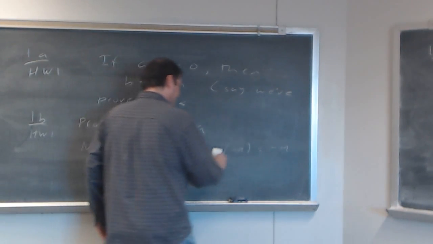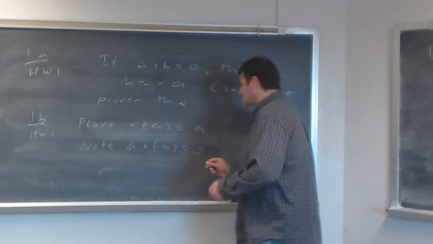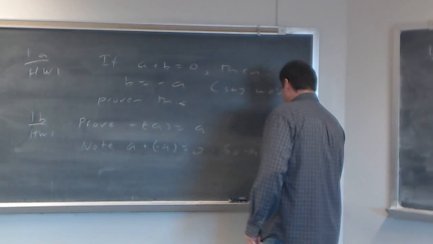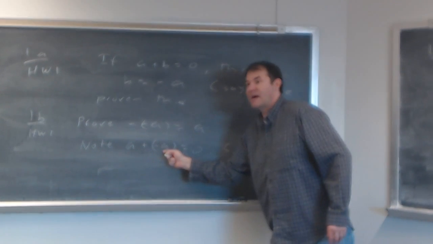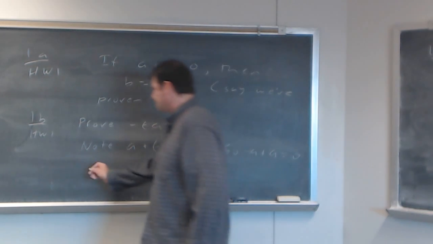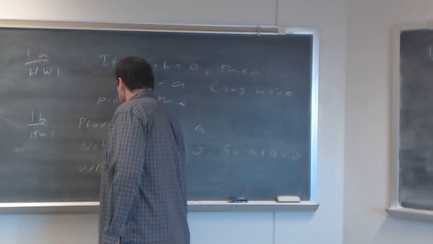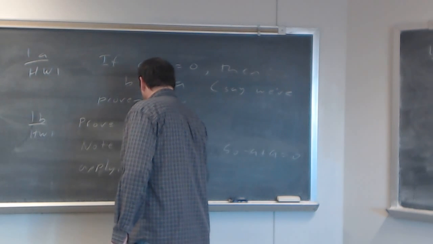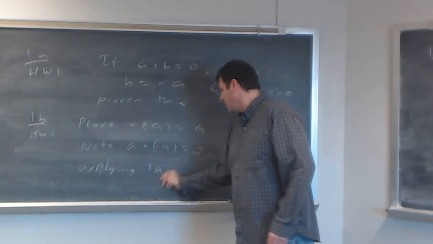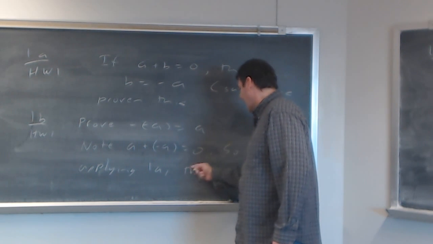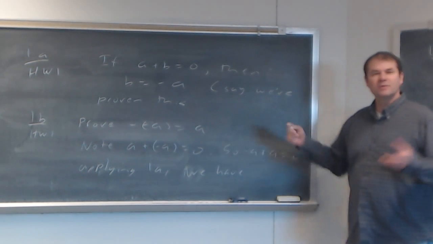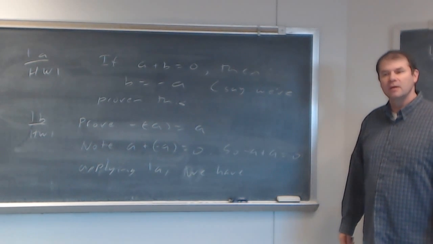Instead, what we could do is rewrite this as minus A plus A equals 0, because A plus minus A is the same thing as minus A plus A. Is that okay? Now applying 1A, that we're claiming we've proven, you guys have to prove it. What do we have? Do we know what the statement is? We have the second.